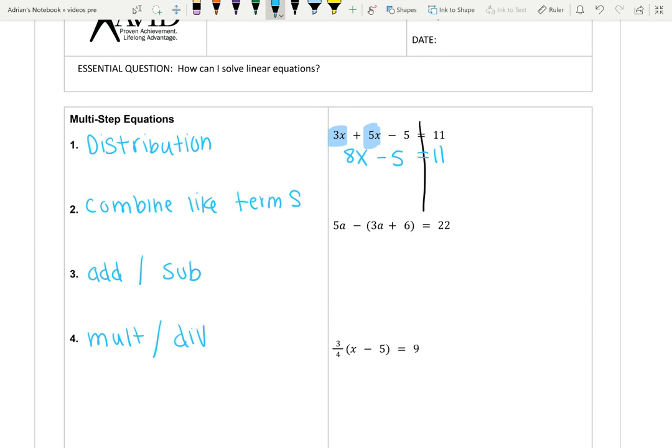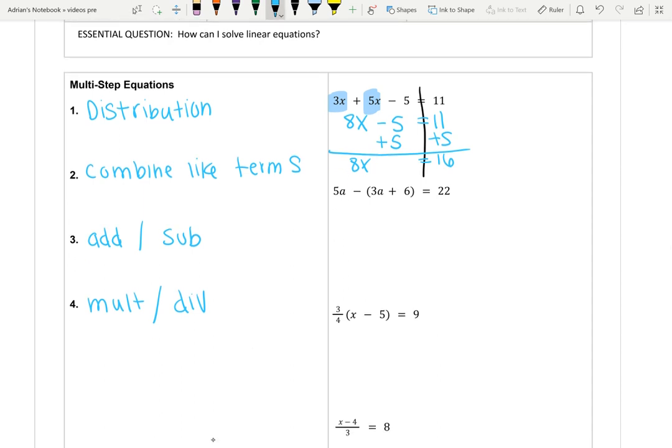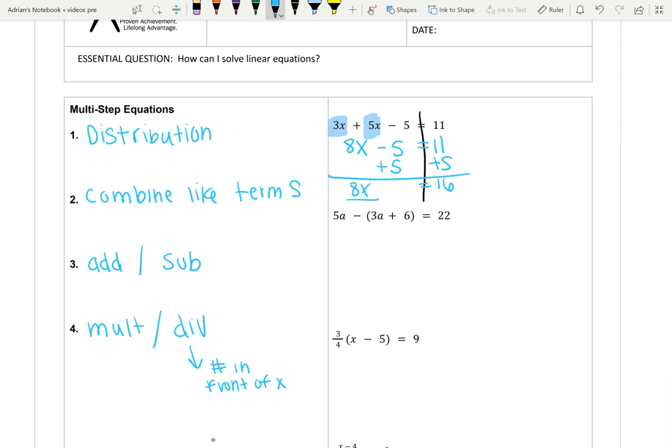Now I still don't have any distribution or any other like terms, so now I'm going to deal with my addition and subtraction. So I'm going to add the 5 over. So I get 8x equals 16. Remember, when you're dividing, you always divide by the number in front of x, or whatever letter you're dealing with. So I'm going to divide by 8. So x would equal 2, because 16 divided by 8 is 2.